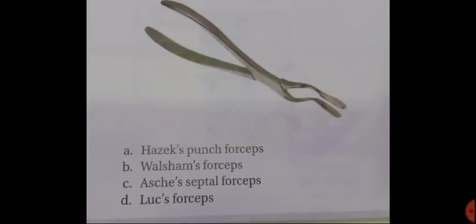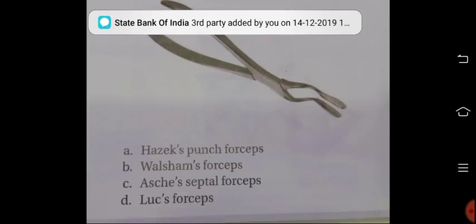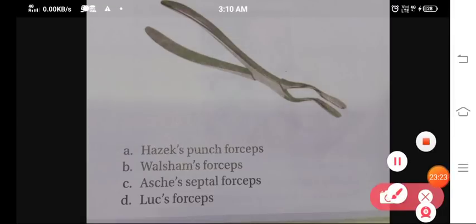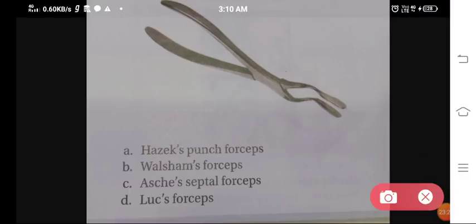This was done previously by ENT surgeons for antral puncture, also for removing pus from the maxillary sinus. Now this instrument is very useful, called Walsham's forceps. There is another forceps called Asch septal forceps. Both are used for reduction of nasal bone fracture. Walsham's forceps is used for reduction of nasal bone fracture, and Asch septal forceps is also, but it is quite different. The Asch is different.